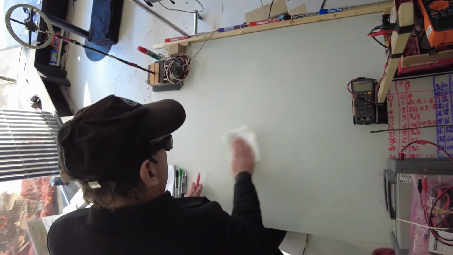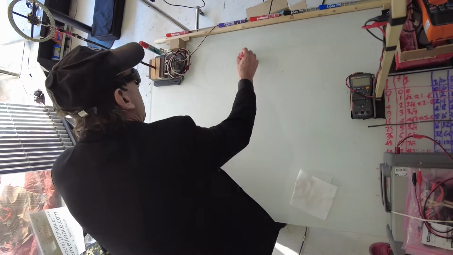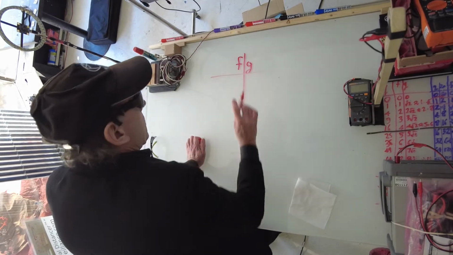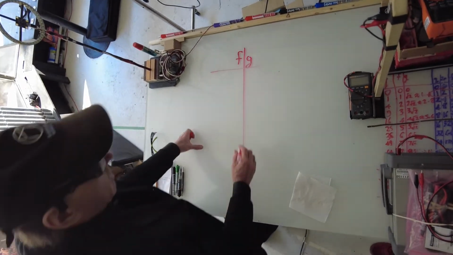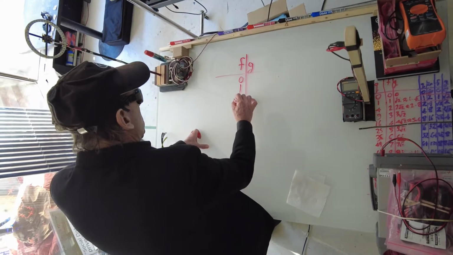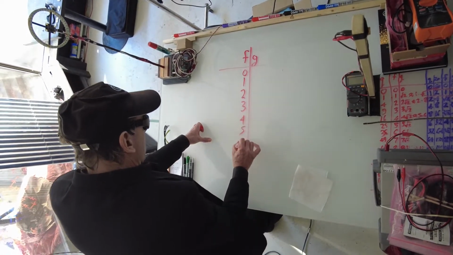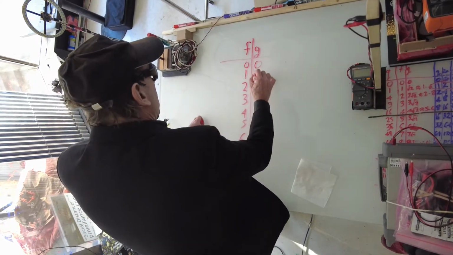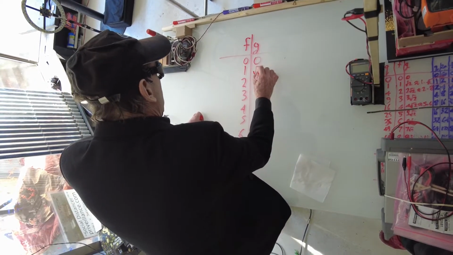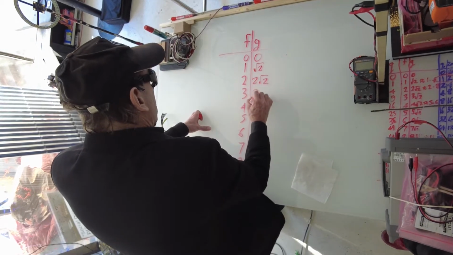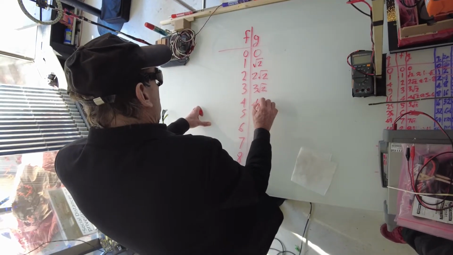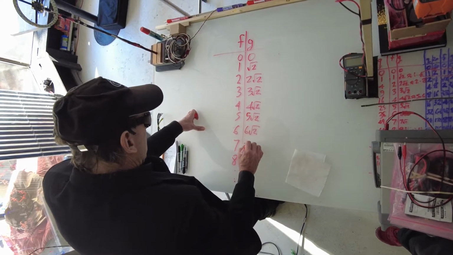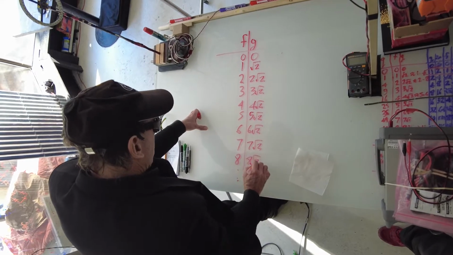If we were to look at what data gave rise to that, we'd have ordered pairs of f and g. F will be 0, 1, 2, 3, 4, 5, 6, 7, 8, and so on. And g will be 0, root 2, 2 root 2, 3 root 2, 4 root 2, and so on. So everything here is square root of 2 times more.